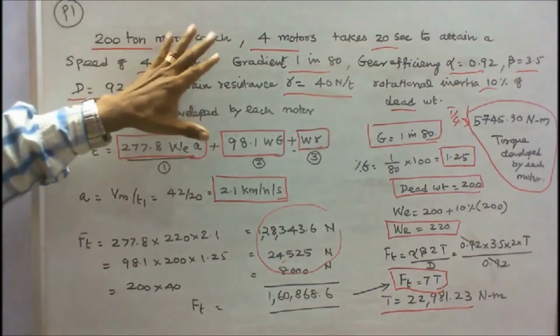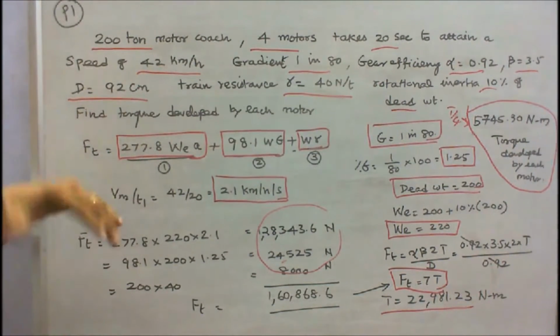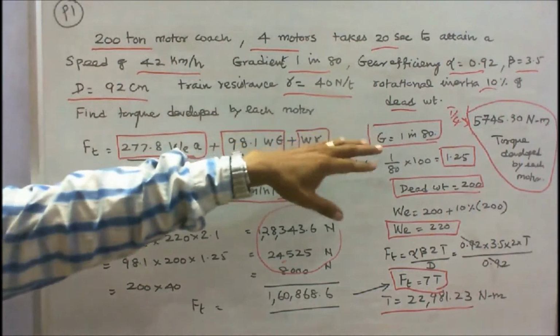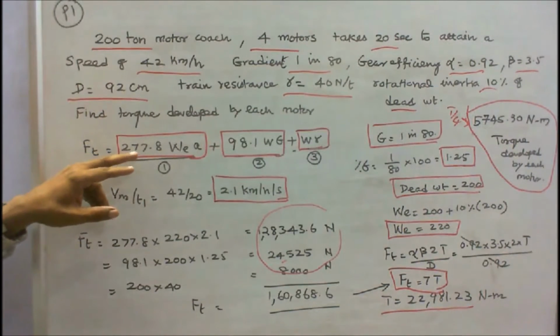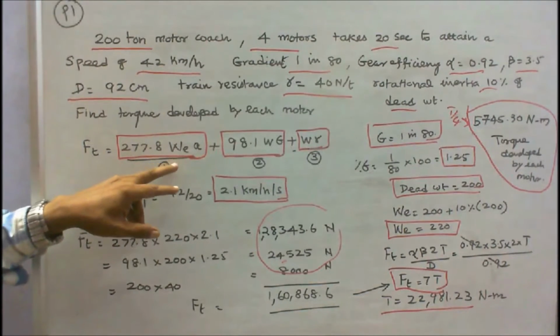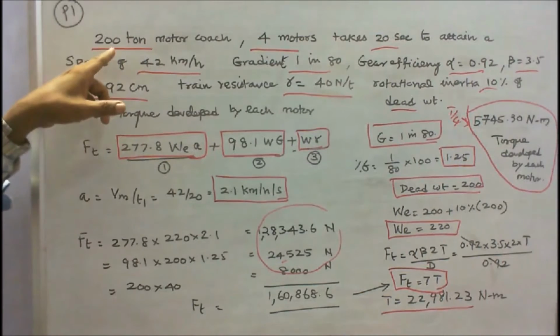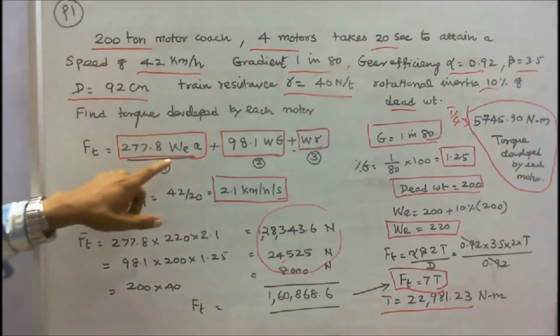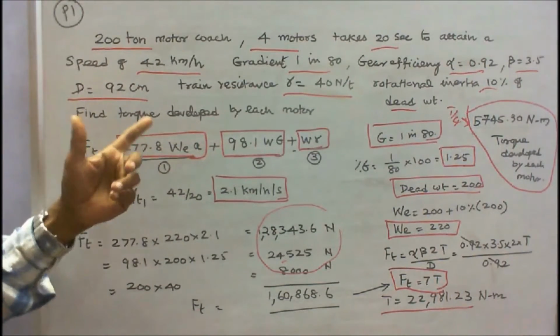Here we have 4 motors. We have to find the total torque, and divided by 4 we will get the torque developed by each motor. The first step: we know that Ft is equal to 277.8 into W suffix E, that is the accelerating weight. This is more than the dead weight. Here the dead weight is 200, where W is the dead weight and W suffix E is the accelerating weight.